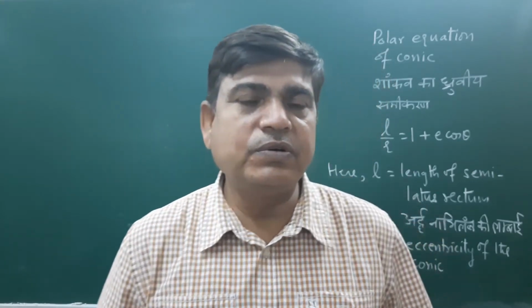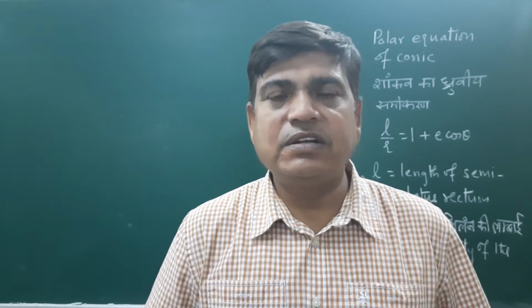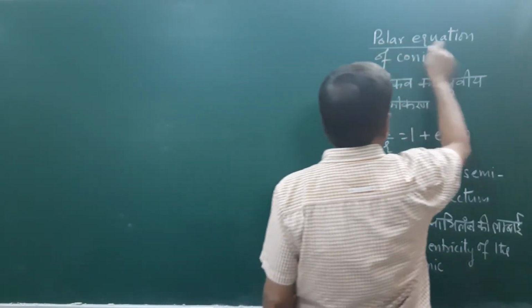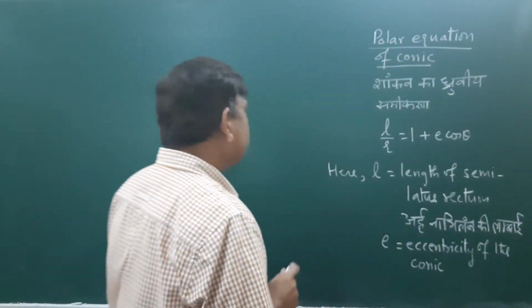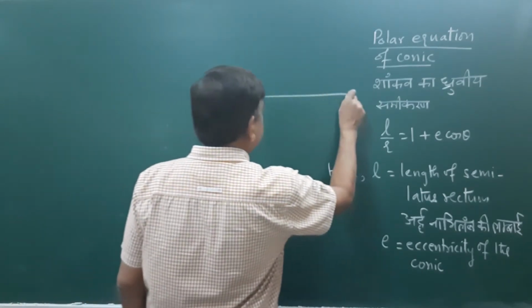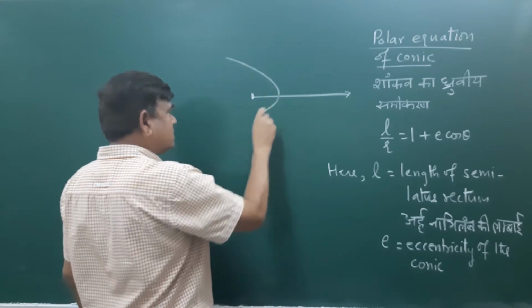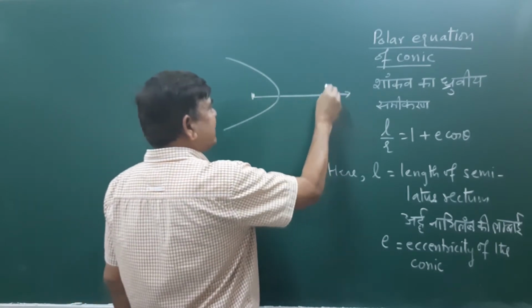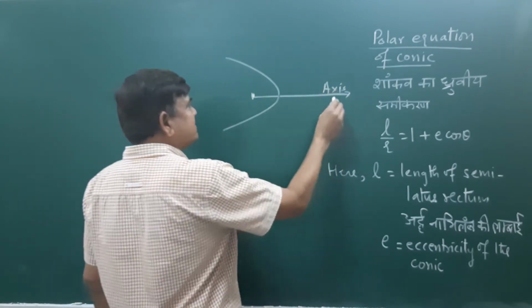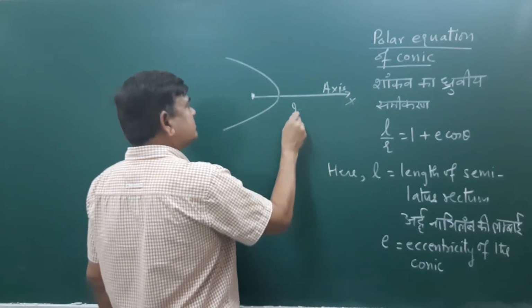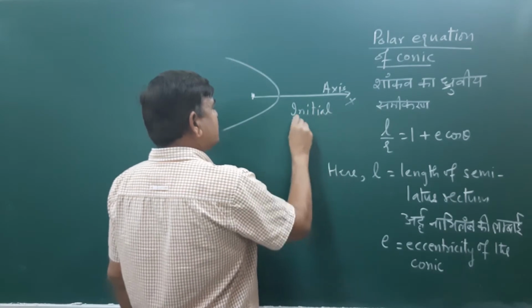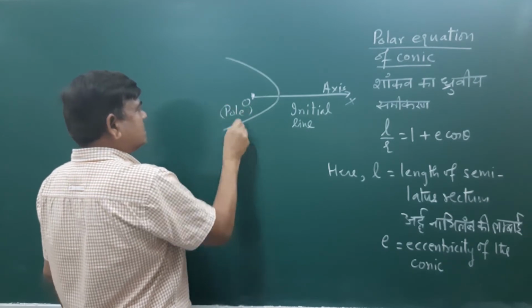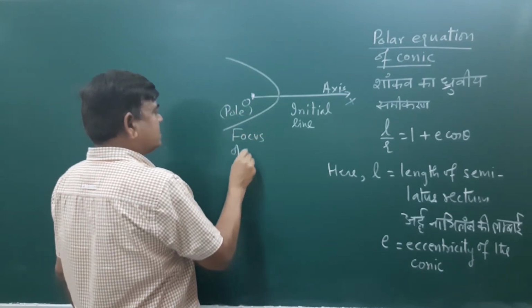जब E की वैल्यू 1 हो पैराबोला बनेगा, लेस देन 1 इलिप्स और ग्रेटर देन 1 तो हाइपरबोला. ये जो इक्वेशन है L upon R equals to 1 plus E cos theta, इस कोनिक का जो फोकस था वो पोल पे था और इसकी जो एक्सिस थी वो इनिशियल लाइन. This is the pole or focus of the conic.